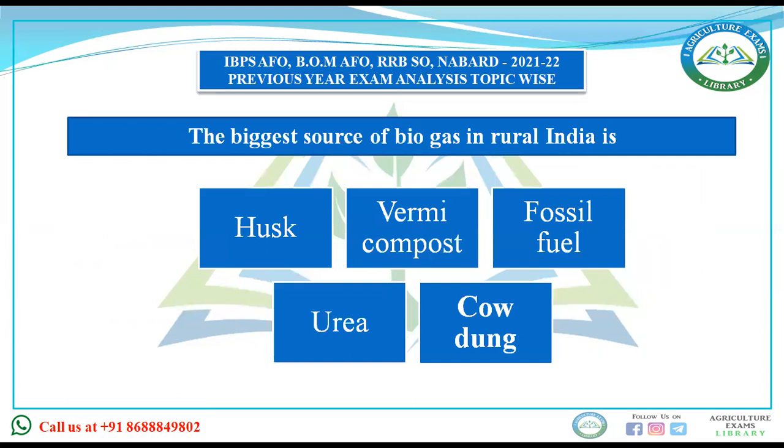Next, the biggest source of biogas in rural India. So what is the primary source of biogas in rural India? If you see the options: husk, which is a compound we get from the paddy, then vermicompost, fossil fuel, urea, and cow dung. You all know that cow dung is mostly available. It is the most abundant source for biogas in rural India. So the answer is cow dung.